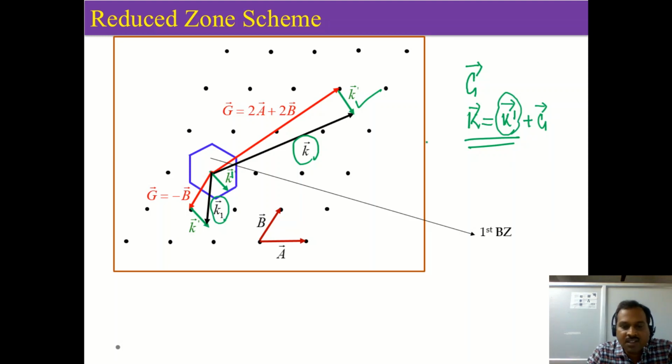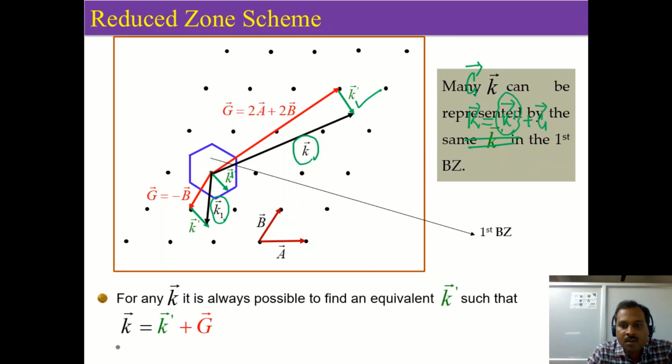So basically our task will be to obtain the number of k prime vectors defined in the first Brillouin zone. If you want to draw the band structure in the reduced zone scheme, I should know how many k prime vectors there are in the first Brillouin zone, because for any k we can always find an equivalent k prime such that this relation is satisfied. And once this relation is satisfied, we know that we can bring back the band structure confined into the first Brillouin zone. That is what is called the reduced zone scheme.